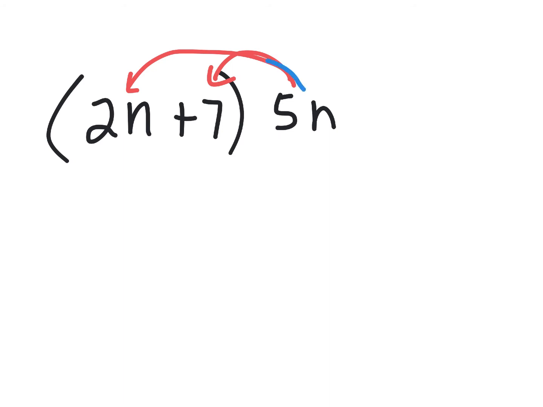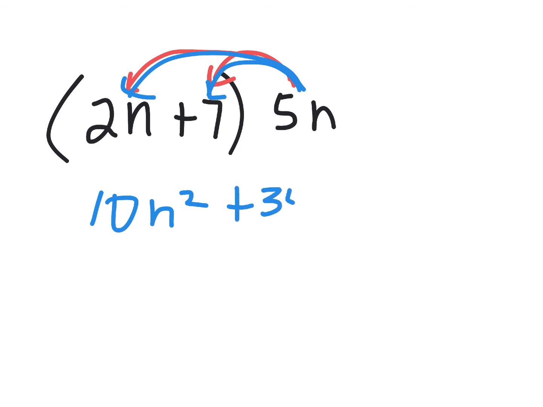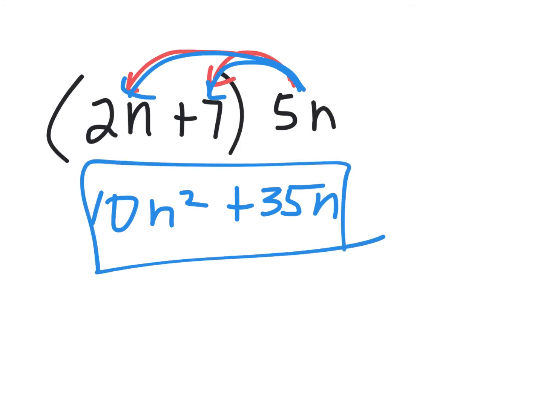All right. 5n times the 2n, that makes 10n squared. And then the 5 times the 7 makes 35. This would be a very easy mistake to make. It's not just 35, it's 35 what? There you go. Raise your hand if you had that one right.